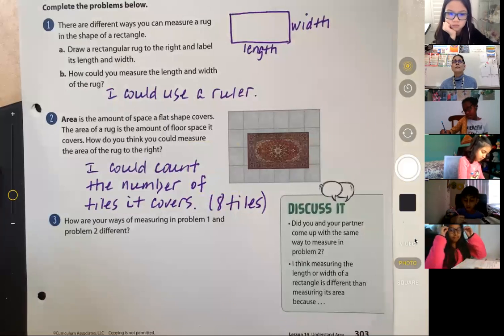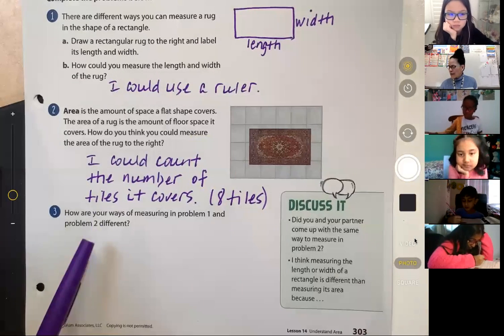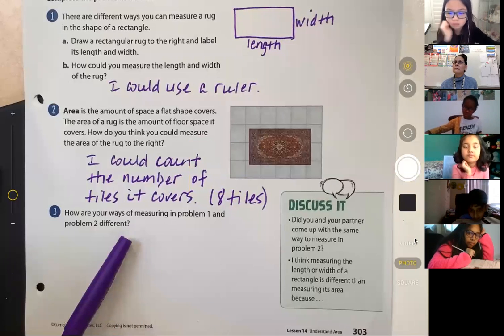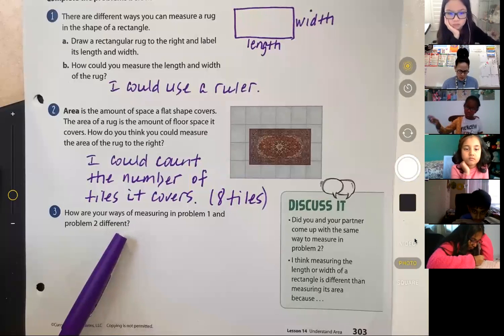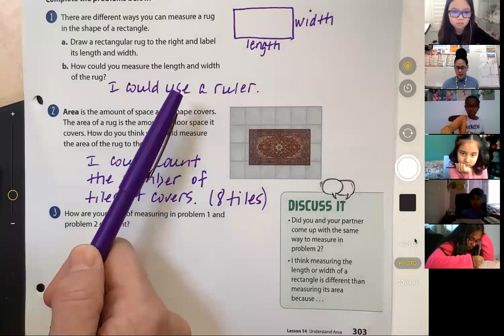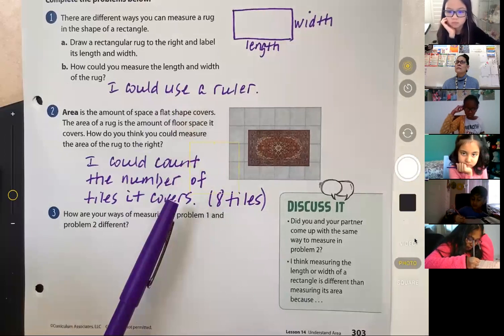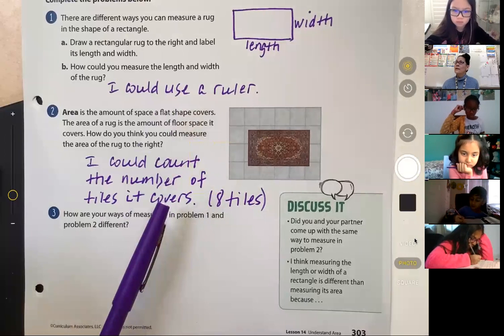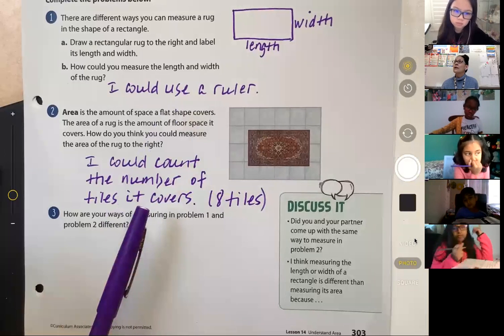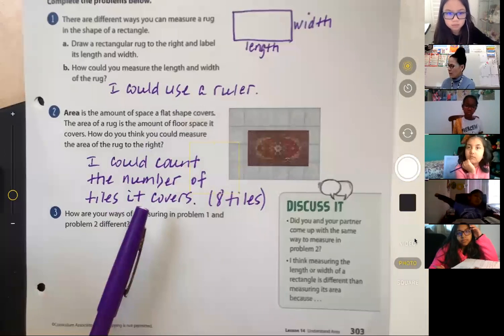So if we take a look at number 3, this question is going to have us think about it a little bit. How are your ways of measuring in problems 1 and 2? How are they different? So in problem 1, we're using a ruler and we're measuring. And in number 2, we're simply counting the number of tiles that it covers, or square units.